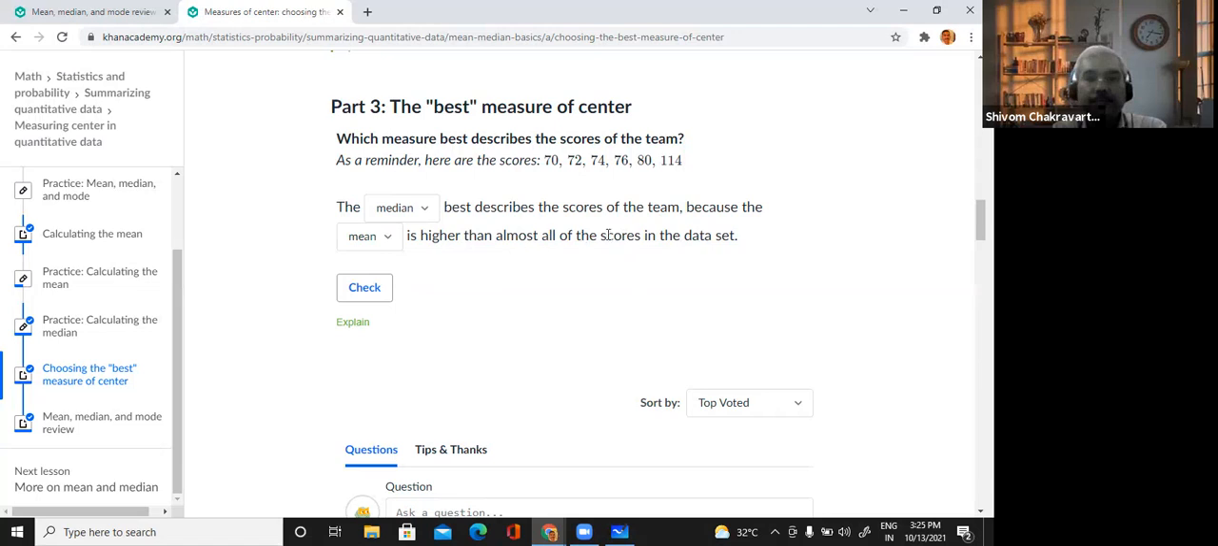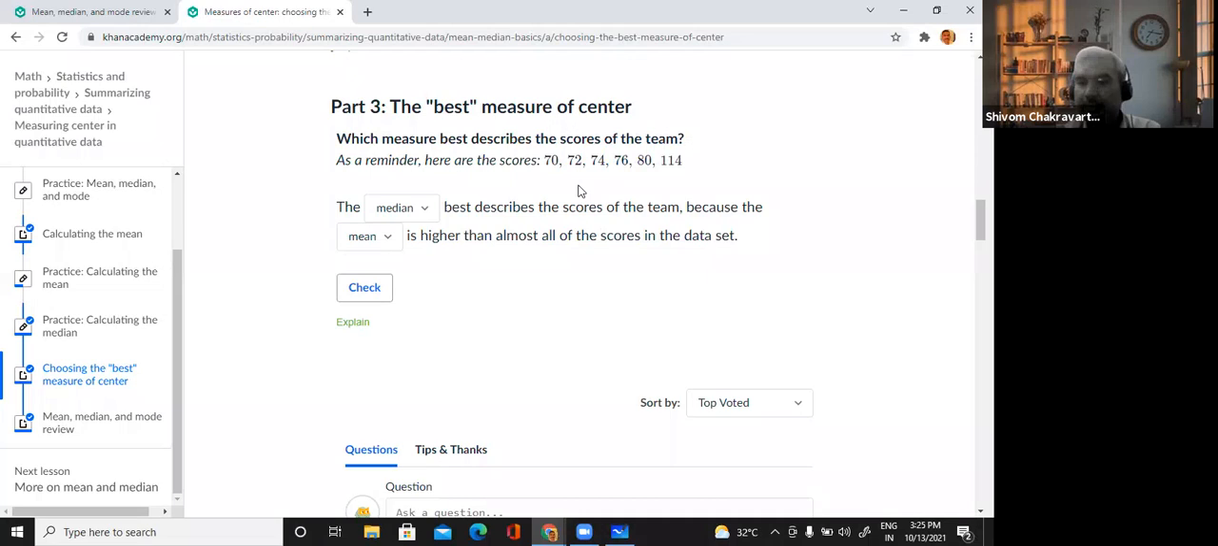Much higher than almost all the scores in the data set. The sixth value is the outlier, much higher than the rest of the values. So mean is not a good representation in this case. It is median. So I hope you got a good practice, at least one set of practice for measures of central tendency.